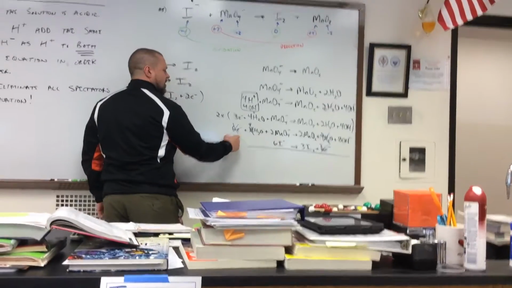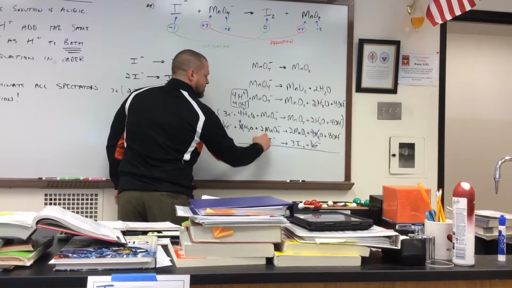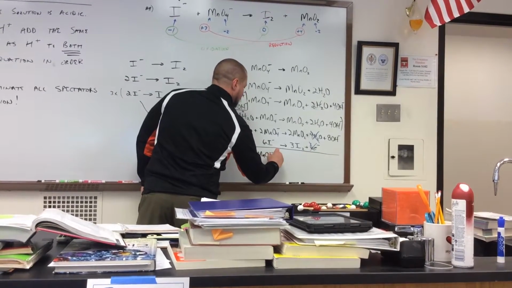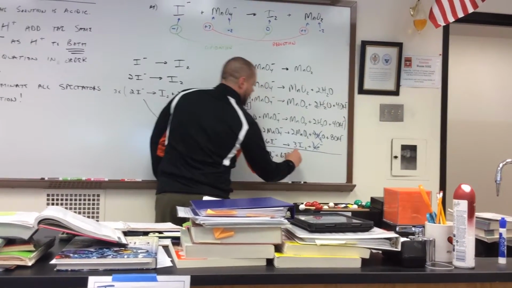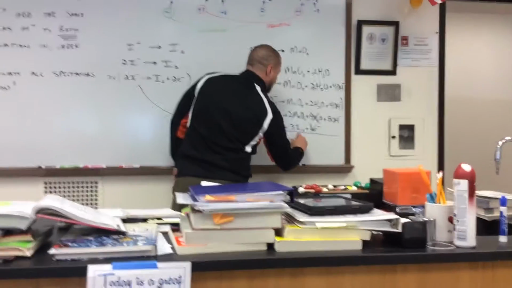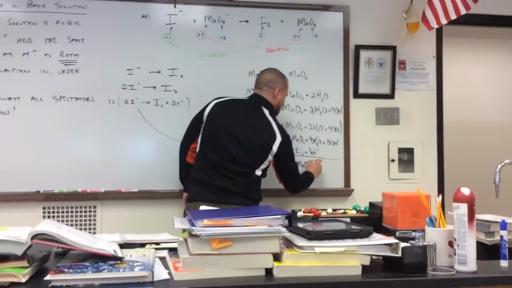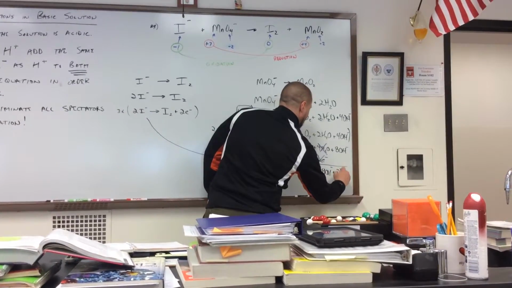I'm left with nothing here. 4 H2O, 2 MnO4 minus, 6 I negative, yielding 2 MnO2, plus 8 OH minus, plus 3 I2.